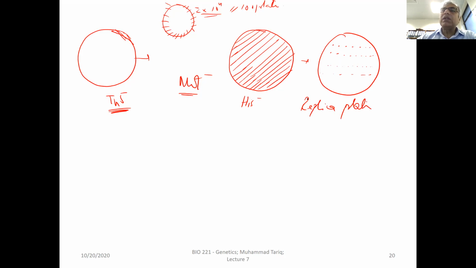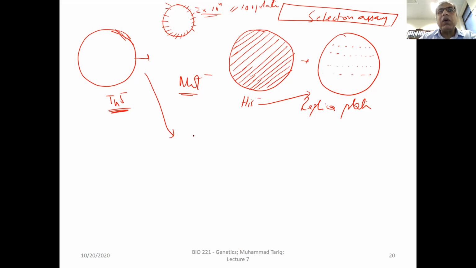Now selection of his minus, leucine minus, etc. is easy. So selection, which is the key point for the success of our genetic screen, is easy in such a case for auxotrophic screens, his minus or whatever nutritional deficiencies we have. Now here we have to screen for motility. And let's say we are using the same population, 2 to 10 to power 4.